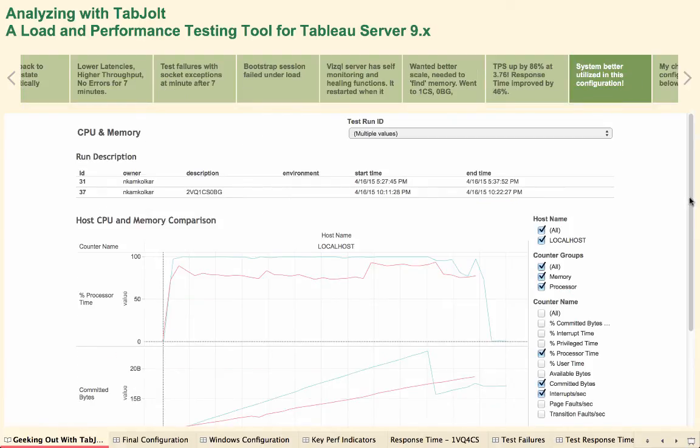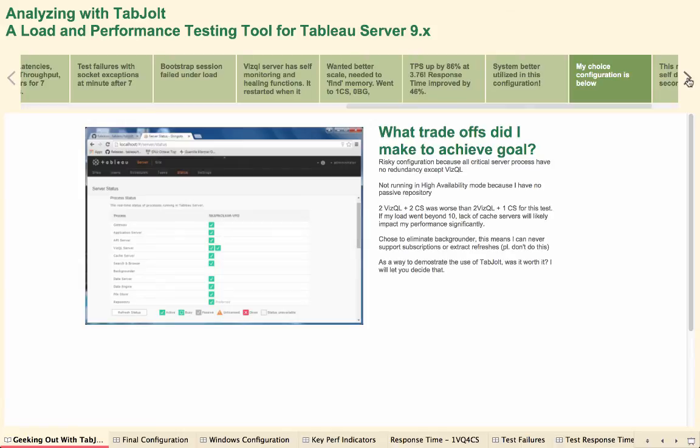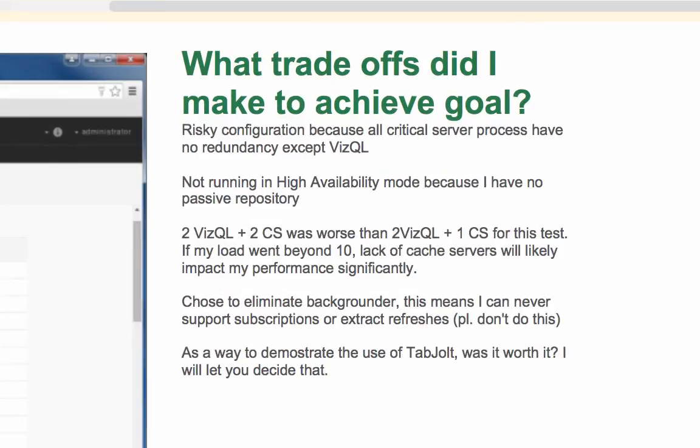And if I look at the system utilization, seems like overall for this particular condition, my system's better utilized as well. Okay. So what trade-offs did I make, right? So here's my final choice for my laptop. Again, the laptop with 4 cores and 8 GB of RAM, pretty meagerly set up from a resources perspective by design, in really the context of showing you some of the capabilities with VizQL resource monitoring and the TabJolt analytics itself. So I made a bunch of trade-offs as I went through this process.